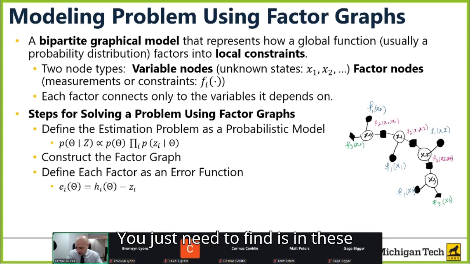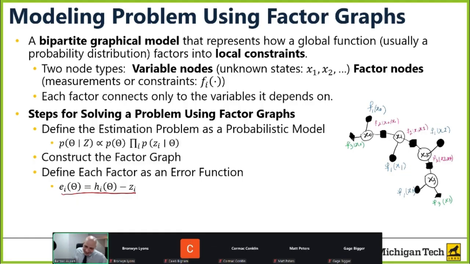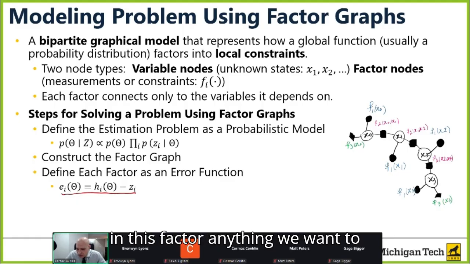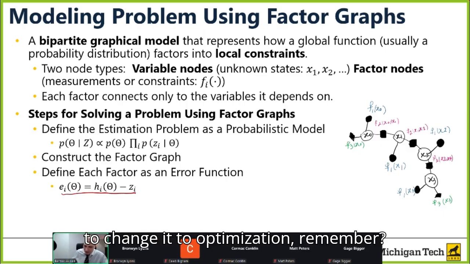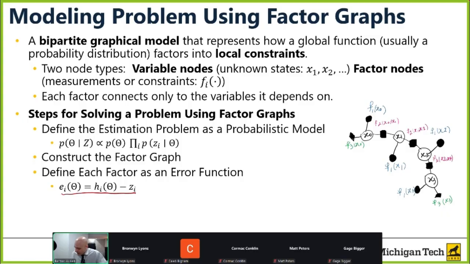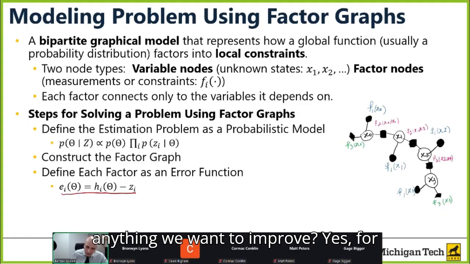You just need to find, is there anything in these factors that we want to optimize? That's the important part. Is there any error in this factor that we want to make better, because we want to change it to an optimization, remember? So we need to find that part. Is there anything we want to improve?